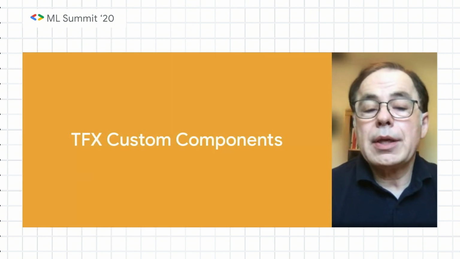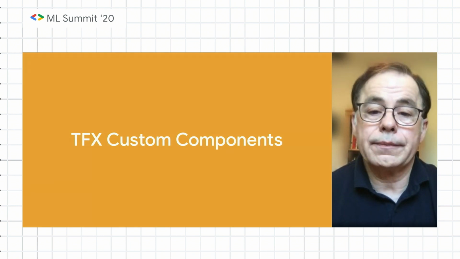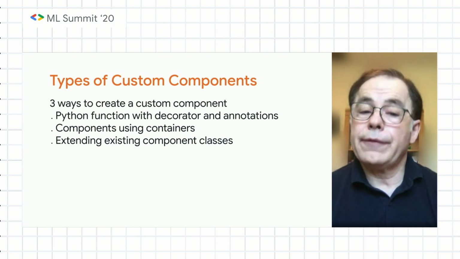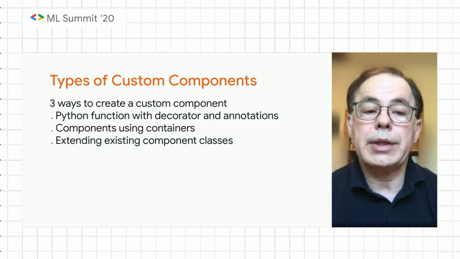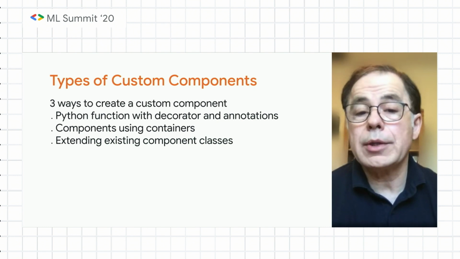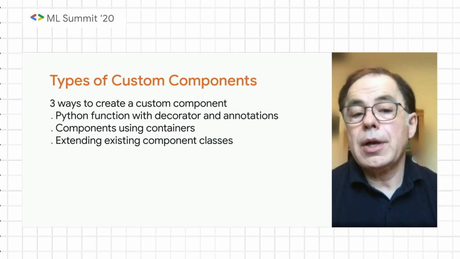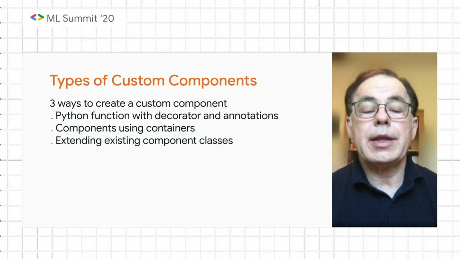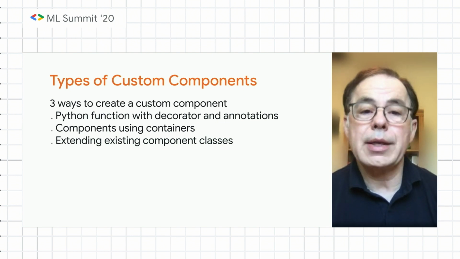But one of the key aspects is that you can create your own custom components. The components that come out of the box are just where you start. There are three ways for you to create custom components. A Python function, which is the easiest way to do it, and you just add a decorator and some annotations. We'll look at that in a second. Or if you have some more complex processing that you want to do, possibly in a different language, you could use a container and wrap that container as a component. And you can also just extend the component classes of an existing component. So if one of the standard components is close, you can just extend that and use that as a custom component.